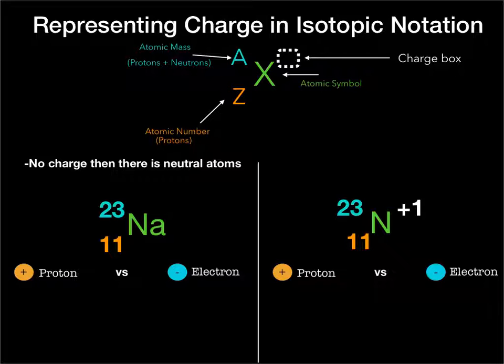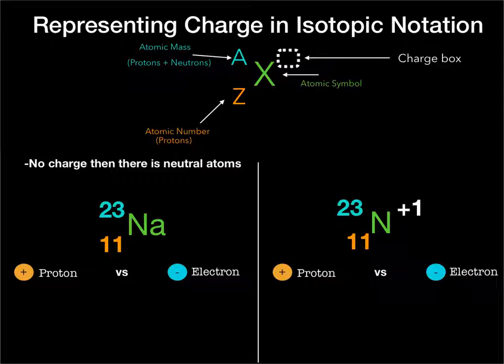So let's do another example. You understand that your A, Z, and X and your charge goes in this charge box in isotopic notation. So what happens if you have something that looks like this sodium atom and there's nothing written in the charge box up in the right corner? Then you can assume that there is no charge. Those are considered neutral atoms. So this atom of sodium has no charge represented.